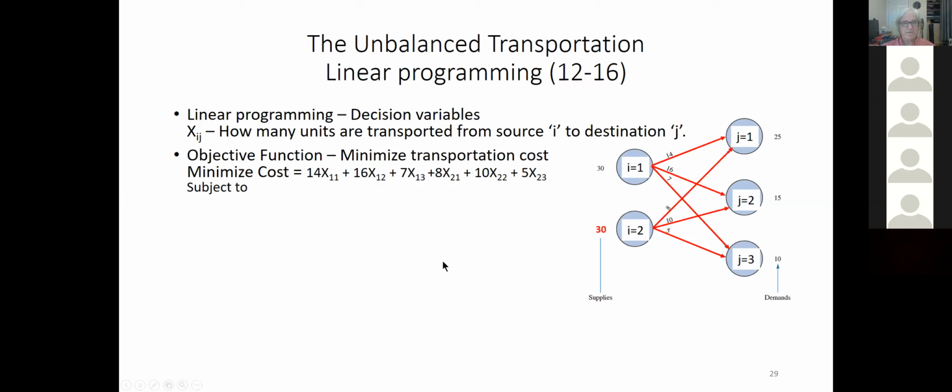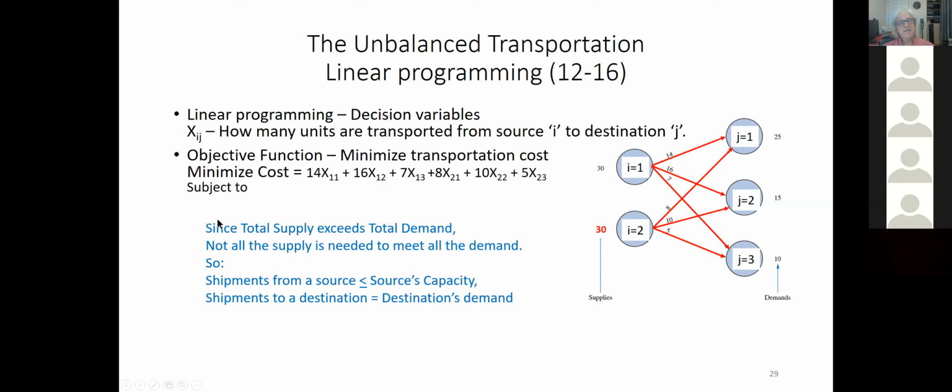Well, first of all, you have to set up the model. Since the supply exceeds total demand, as you see, 60 versus 50, you don't need all the supply available to meet all the demand, but the demand needs to be met. So the shipments from a source don't have to be equal to the capacity, they may be less than the capacity. So the constraint will change to less than or equal to. And on the demand side, you will keep it as equal because you want to meet the demand.